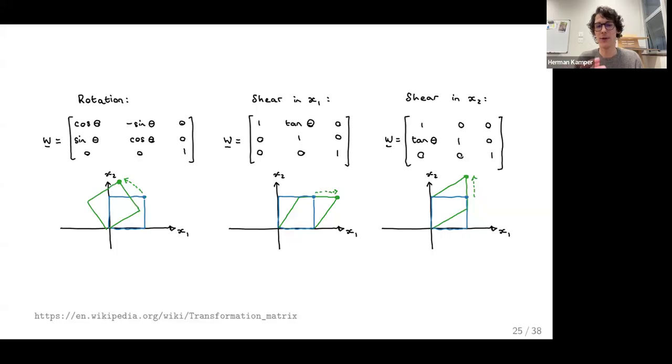And in general, if you have a general W matrix, you can get rotation, you can get shearing, which is stretching out in a specific direction, and you can also get scaling, where you scale the whole monstrosity in or out. You can also get flipping. I don't mention this on the slide, but you can take the mirror around an axis. And in general, that's what happens when you multiply a vector with a matrix.